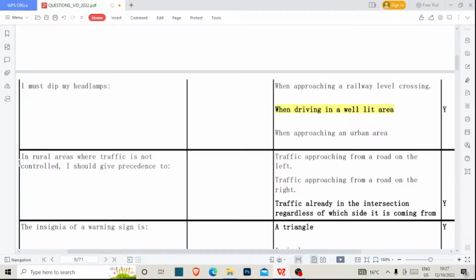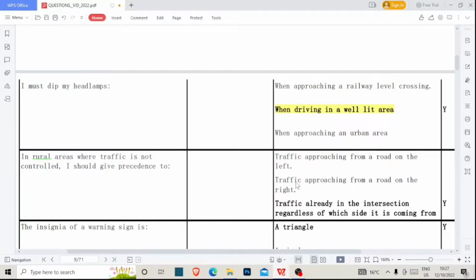Therefore, the next one: in rural areas where traffic is not controlled, I give precedence to option A. So to correctly answer this question, you need to understand that here we are in a rural setting. A rural setting is very different from an urban setting. So let's look at our answers.